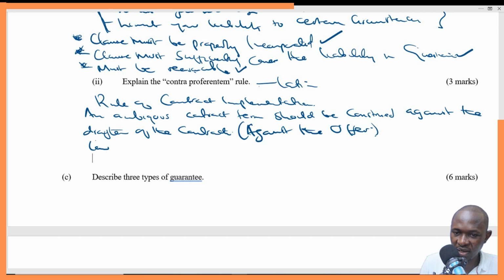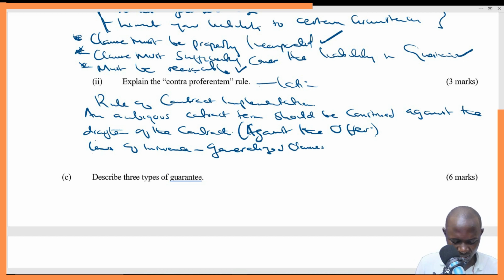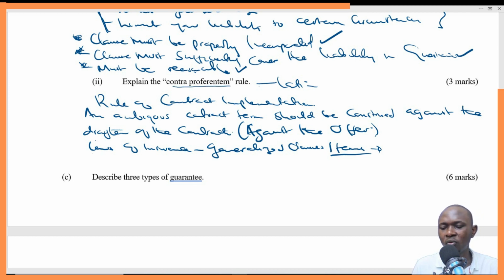An example is the law of insurance, where it's very common. Why? Because in the law of insurance, there are so many generalized clauses and so many general terms, which somebody might not understand. If they end up being ambiguous, then in such cases, it is the drafter who will bear the burden. Otherwise, it should be something that can be easily understood by anybody. So that is the Contra proferentem rule: any ambiguous contract term should be construed against the drafter of the contract, that is, against the offerer.